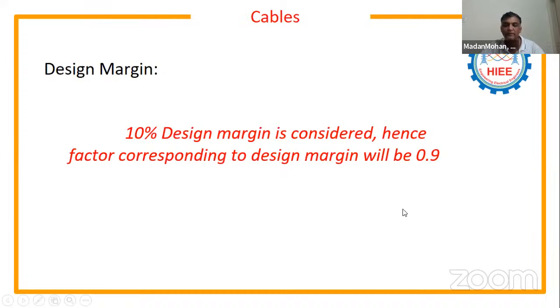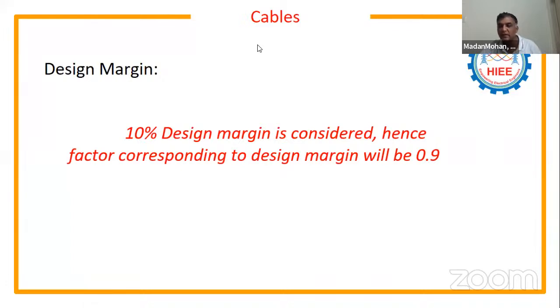So what are the derating factors we consider for underground? One is group rating factor, depth of laying, effect of ground temperature, soil thermal resistivity, and design margin. Five derating factors are considered.